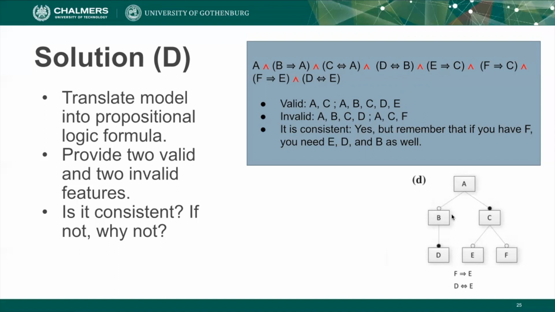But if we choose A, B, C, D, that's not valid because if we choose D, we must also have E as well. Similarly, A, C, F is not valid because if we choose F, we also must have E. So this is consistent, but just remember if you choose F, as a result, what you would need is E, D, and B altogether because of the total sum of these constraints. Okay. Hopefully this makes sense. If you have any questions, please let me know.